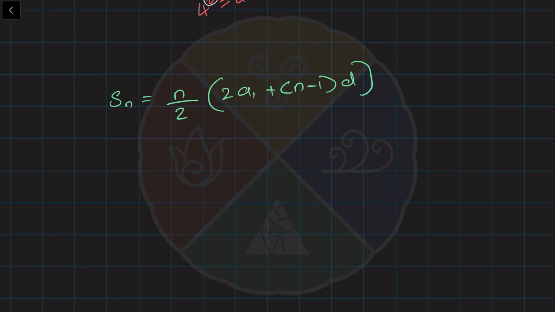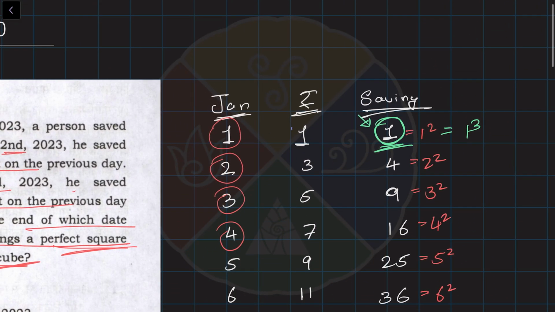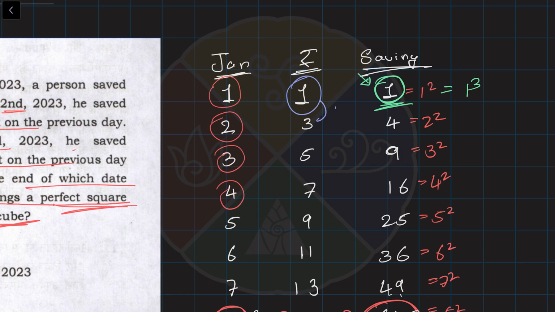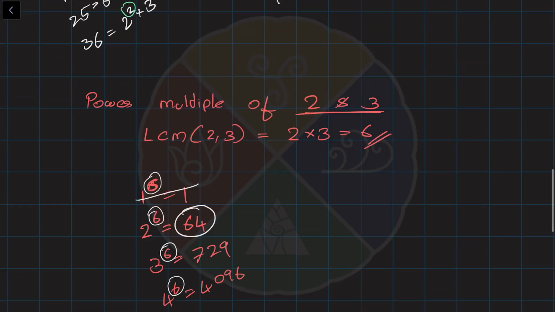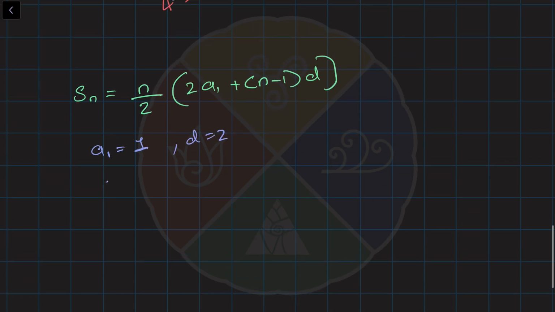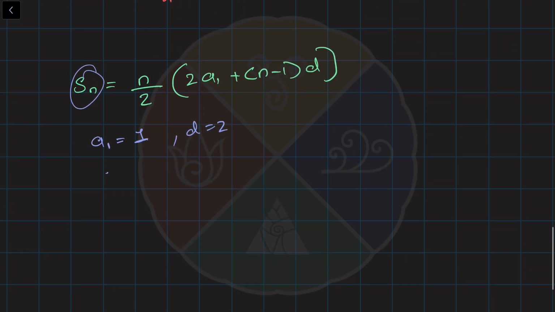In our equation, we know that the starting deposit which the person made, or the starting term, is 1. And the common difference between all these numbers is 3 minus 1 is 2, 5 minus 3 is 2, and so on, 2, 2, 2, 2. So the common difference D is 2. And we are looking for a place where the sum is going to be 64. Let's substitute that value and see.